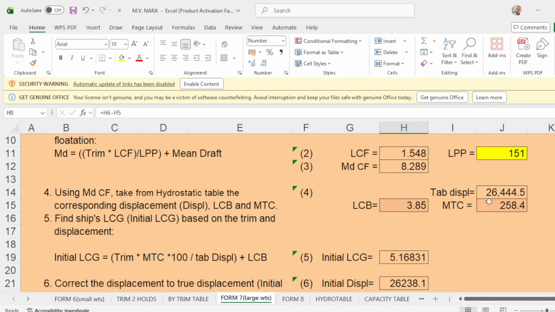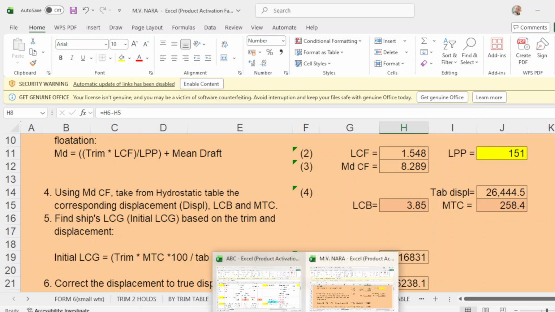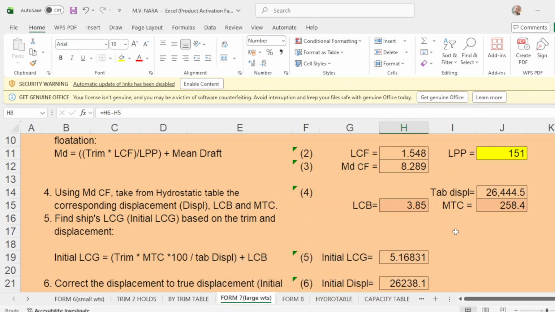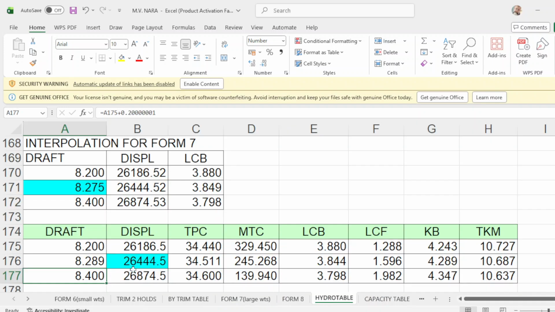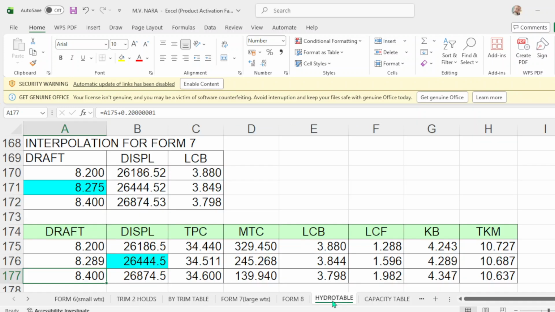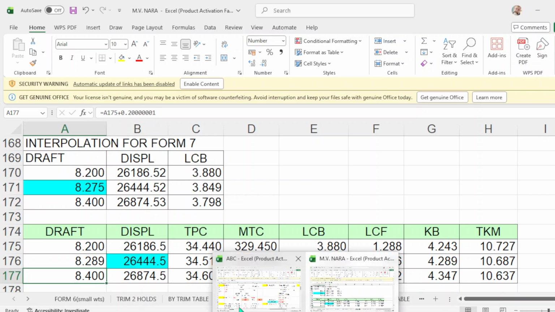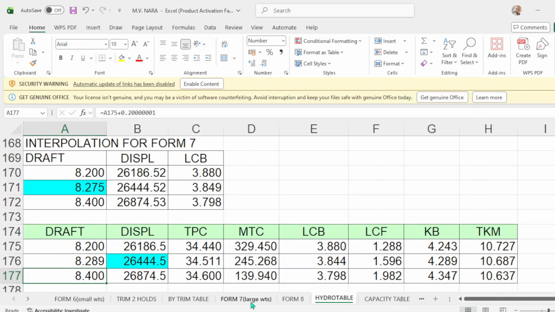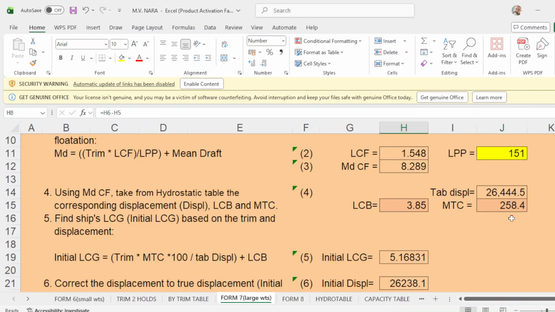Displacement, I got 26445. LCB is 3.85. LCB is 3.84. Okay, I just 3.84, and your MTC is 2584.